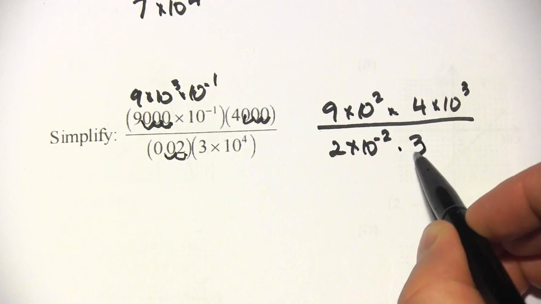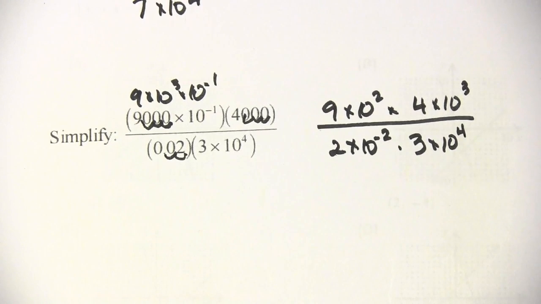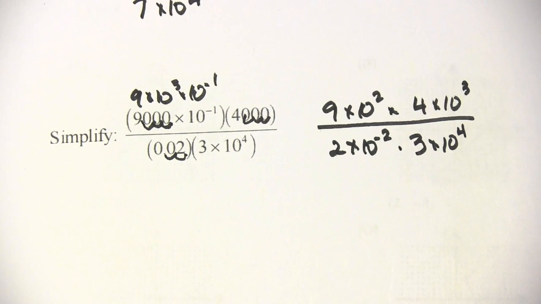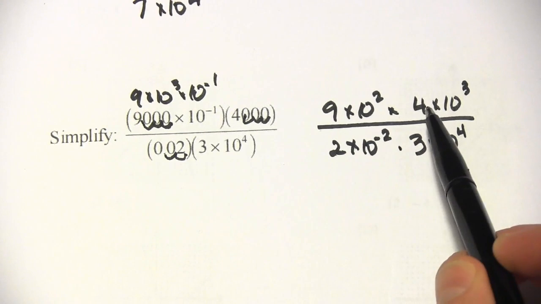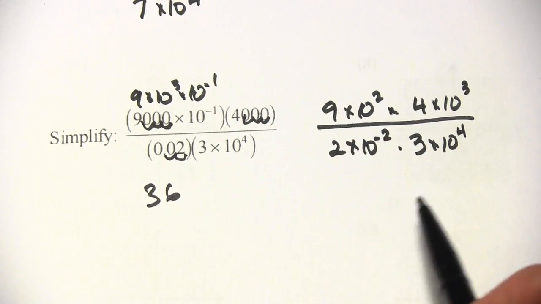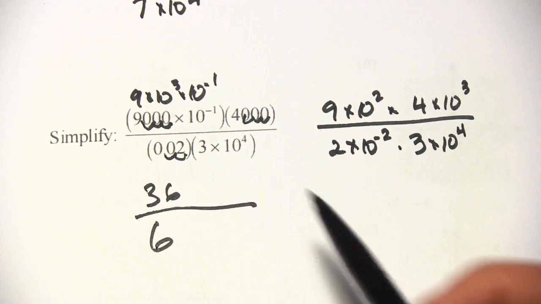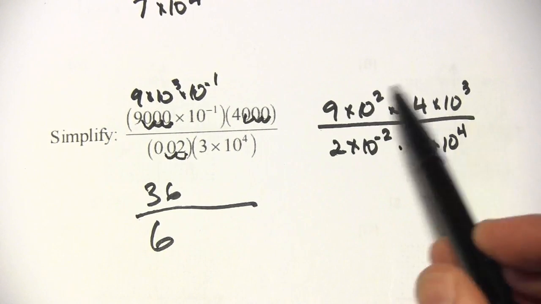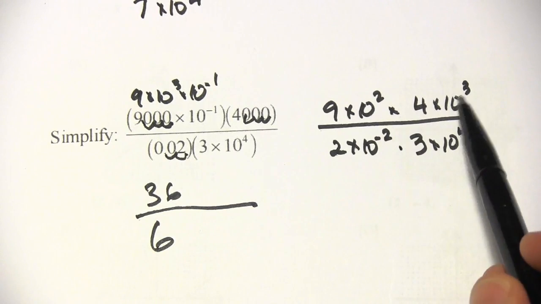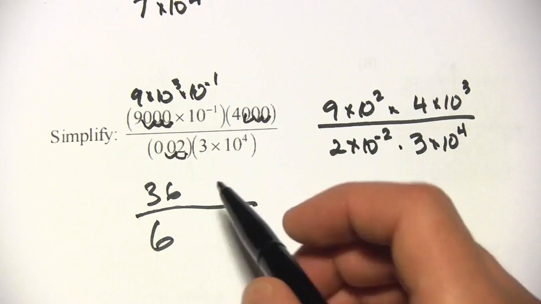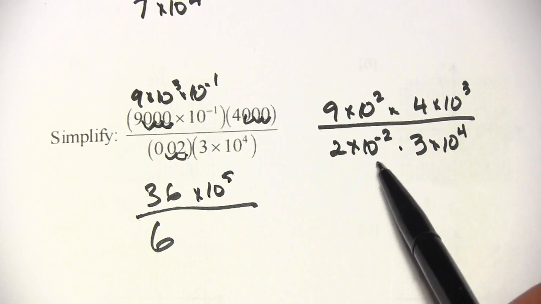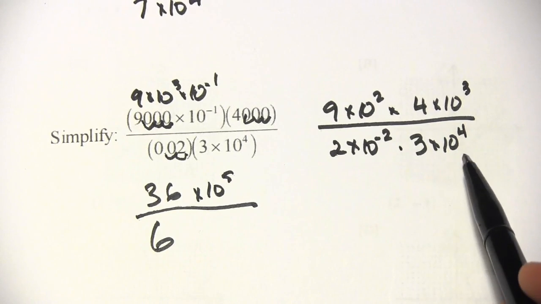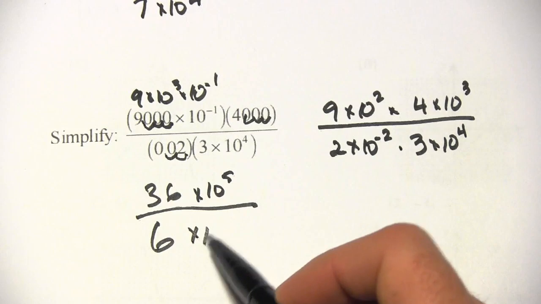And then we have 3 times 10 to the fourth. Now we can multiply our numbers out here and our powers of 10, and then try to do the division and see what we get. So 9 times 4 is 36, and 2 times 3 is 6. That's handy. Let's do our powers of 10. 10 to the second times 10 to the third. We add exponents when we multiply the same base raised to powers. So that's times 10 to the fifth. And here we have the negative second and the positive fourth. Again, we're going to add the exponents. So 10 to the negative second times 10 to the fourth is 10 to the second.